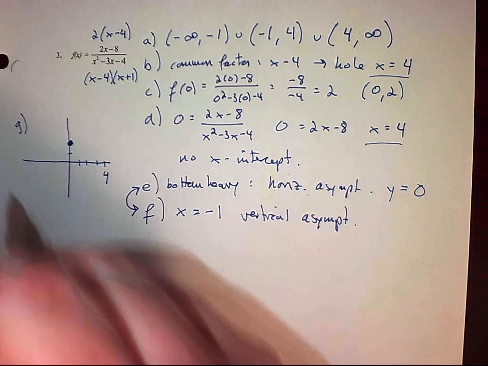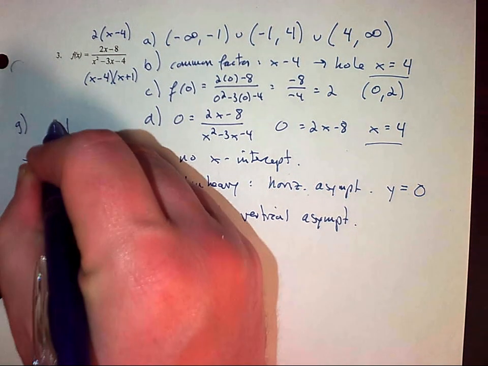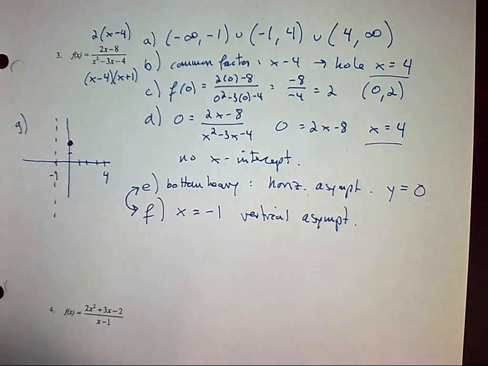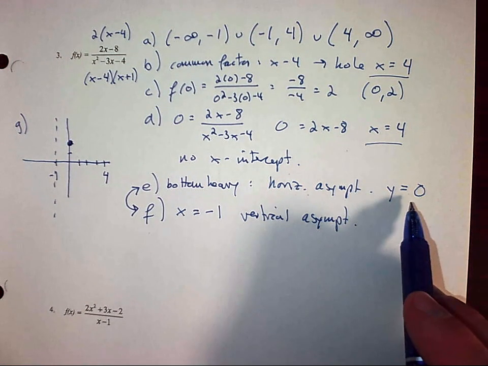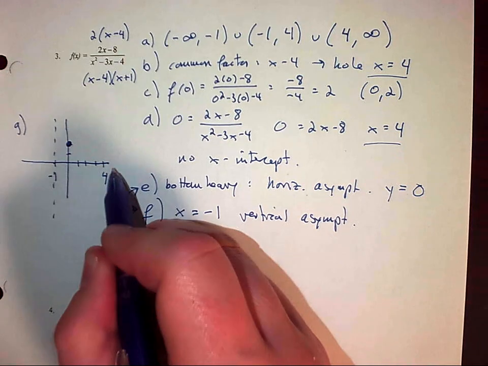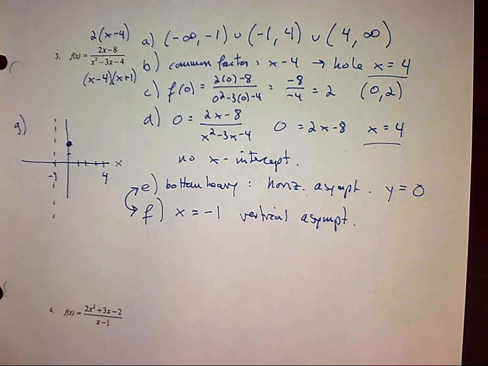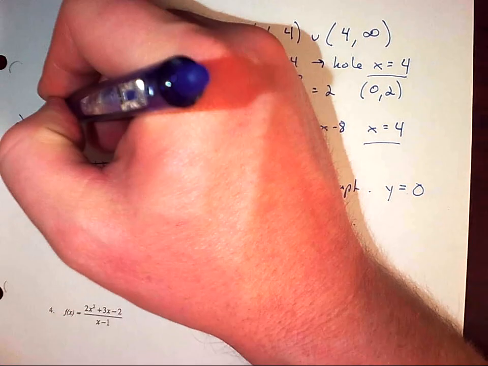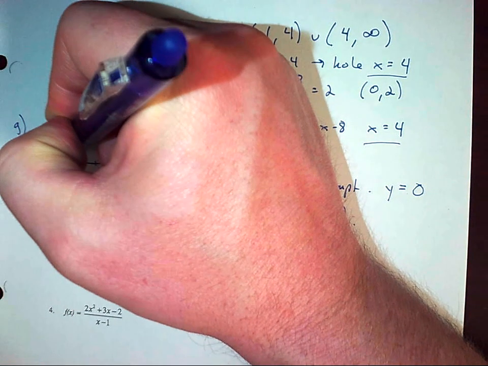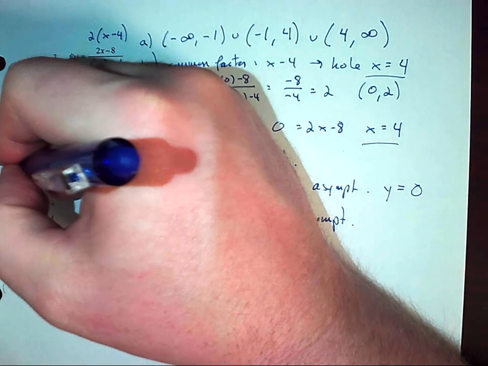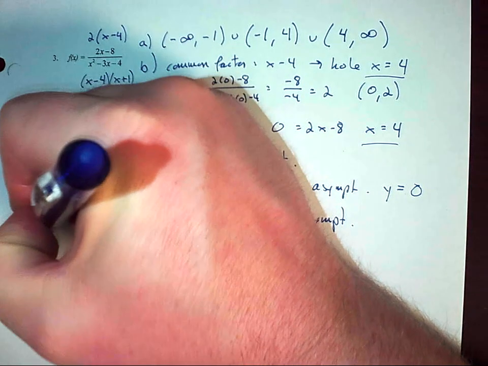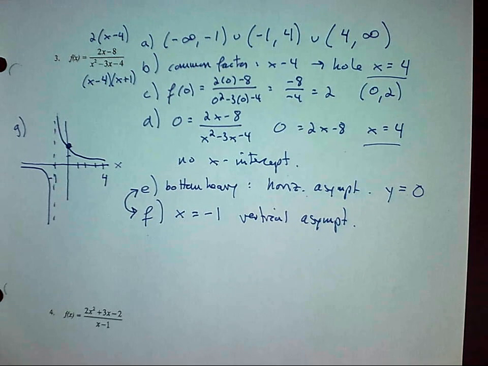And then we have a vertical asymptote at x is equal to -1. So here we have a vertical asymptote. And we have a horizontal asymptote at y is equal to 0. So our x-axis, that's going to be our horizontal asymptote. So what we're going to do then is we should look something like this. And then we meet all of those criteria.